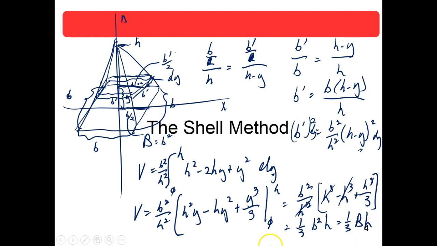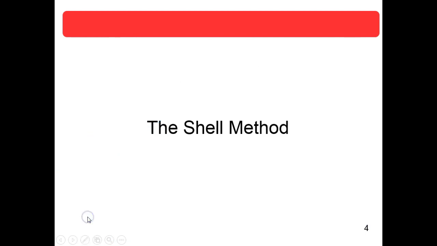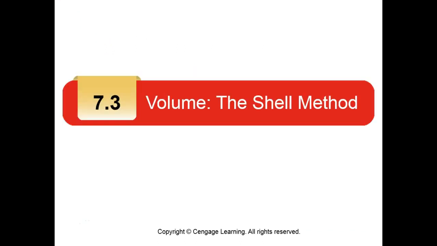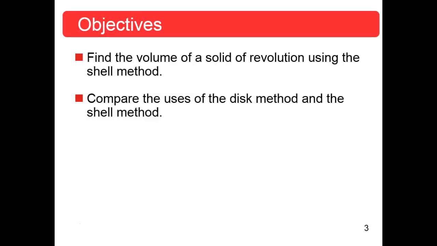So let me clear this off the screen, and we'll back up and pick up with 7.3. So we're still in Chapter 7, Applications of Integration. This time, 7.3, we're going to do volume by the shell method. Before we did the disk method or the washer method, depending if you had a hole in the middle or not. Okay. Now we're going to do the shell method. So our objectives here are to find the volume of a solid of revolution using a shell method rather than a disk method. We'll compare the uses of disk and shell methods.